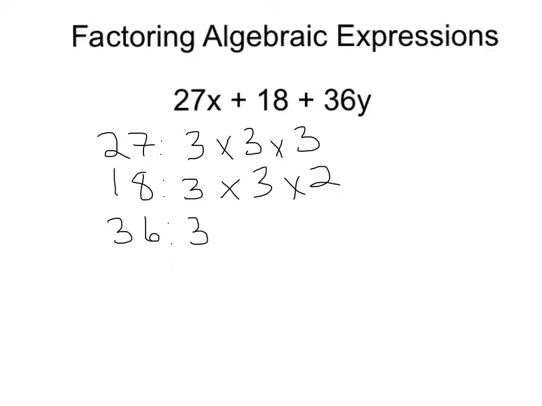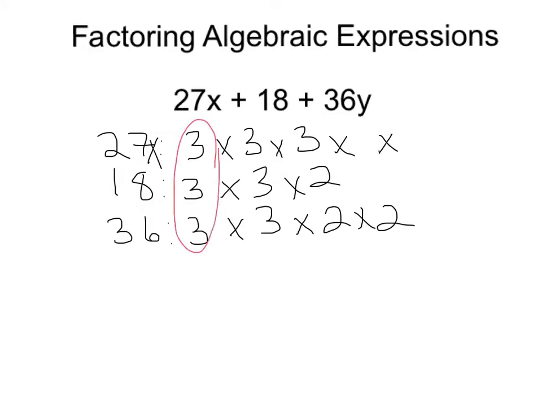3 goes into 36 12 times. 12 is broken down into 3 and 4. 4 can be broken down into 2 and 2. So the things that these 3 numbers have in common, oh, I'm forgetting my x, is 3 times 3. So the greatest common factor of this expression is 9.